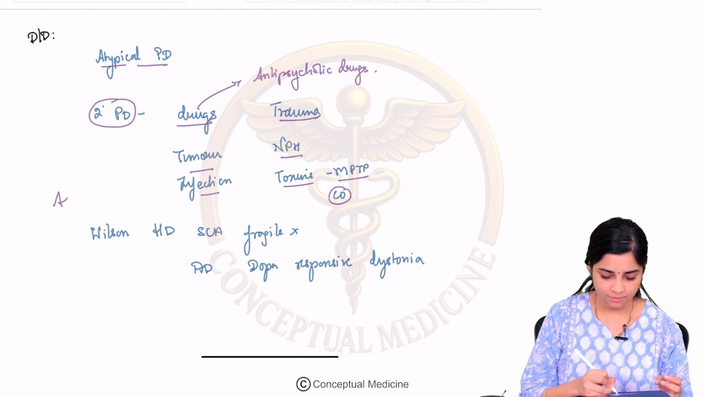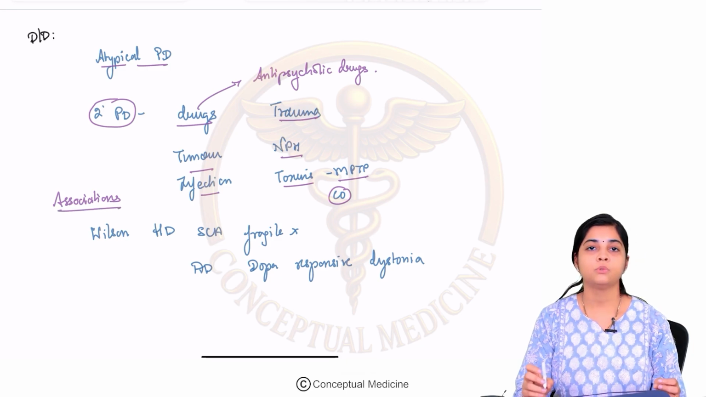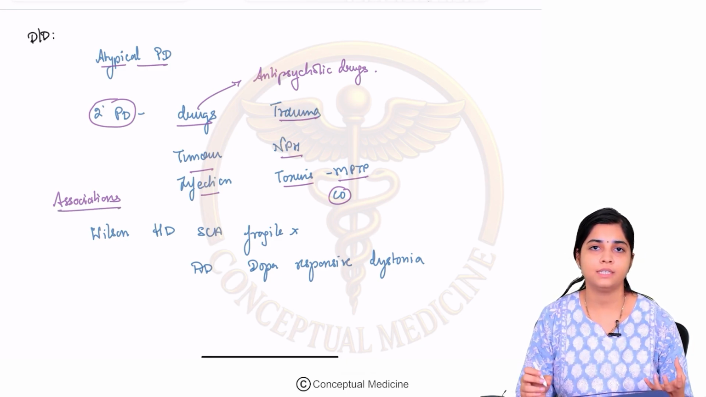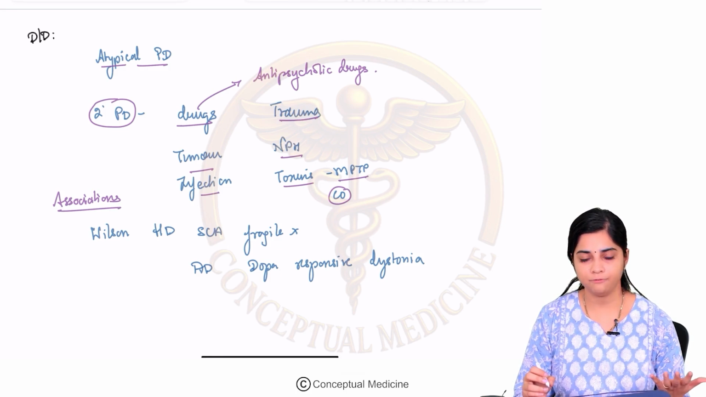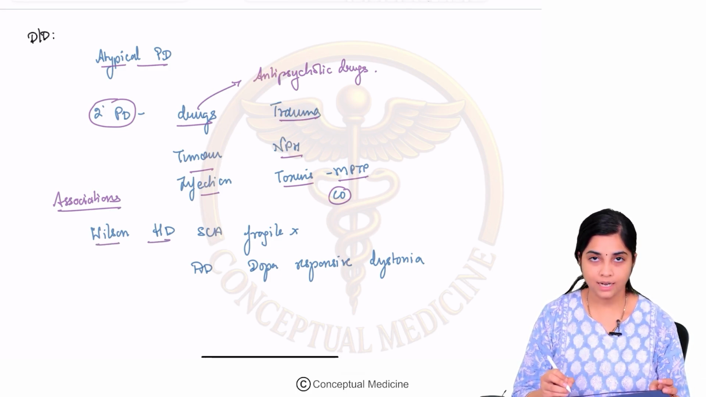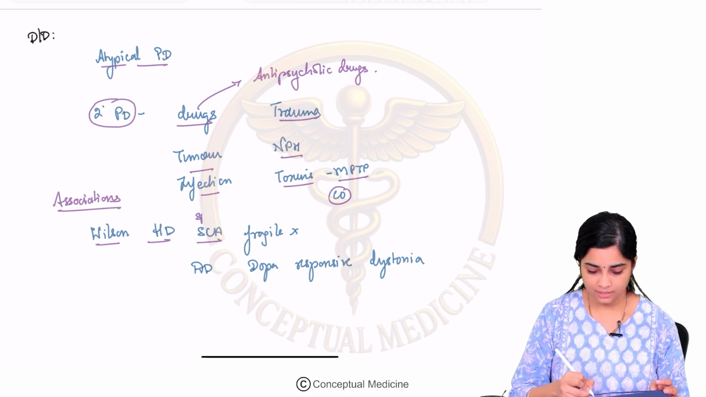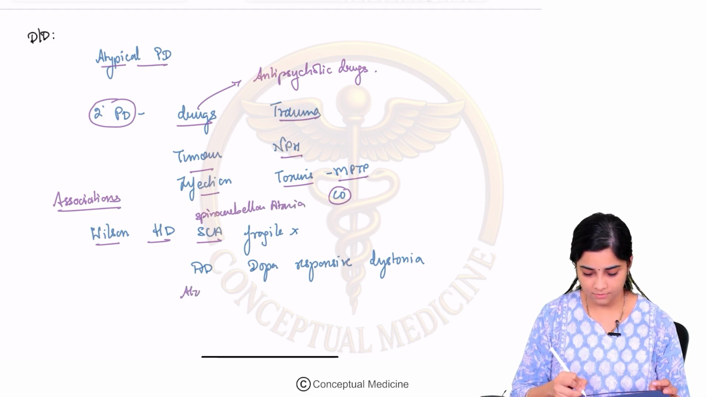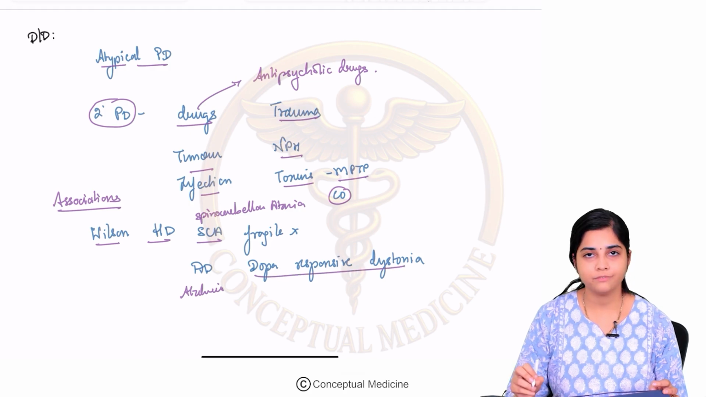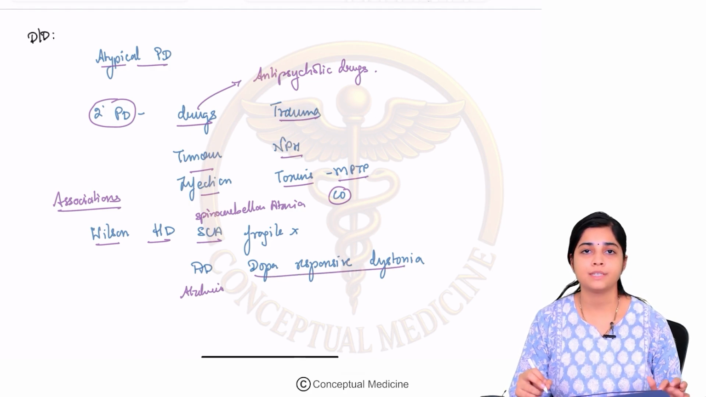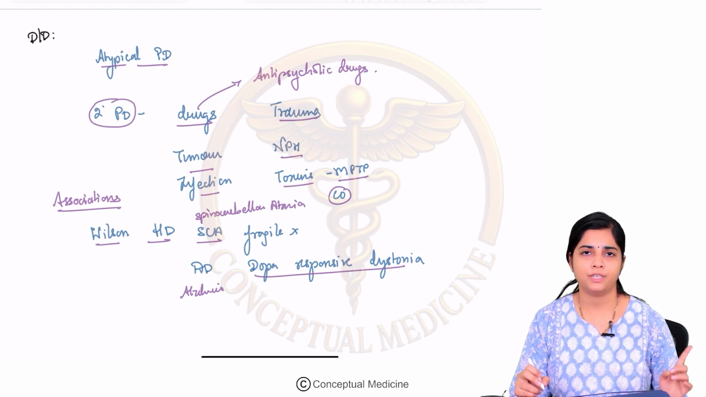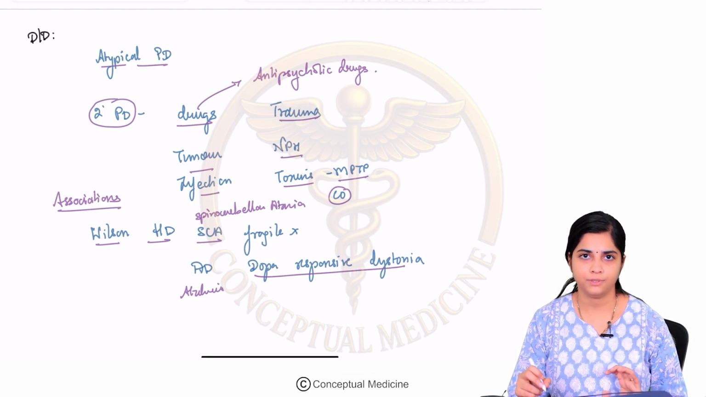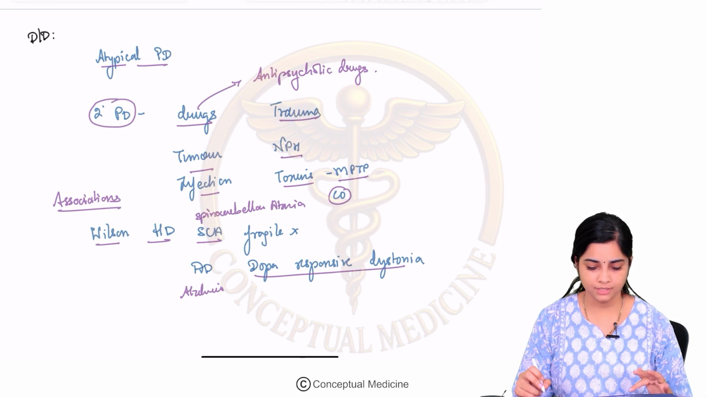Then always remember that if a patient is coming with Parkinson's disease, never forget to check for the other associated conditions which Parkinson's disease can be found with, including Wilson's disease, Huntington's disease, spinocerebellar ataxia, Fragile X syndrome, Alzheimer's, then dopa-responsive dystonia. All of these can be associated features with Parkinson's disease. So please don't forget to examine for all of these other features. So this is about the differential diagnosis.